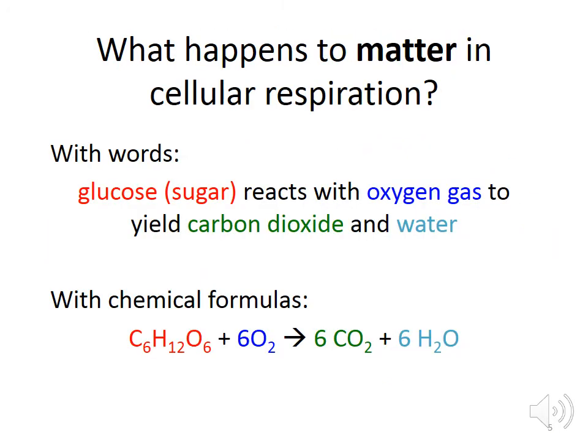So we now know what happens to matter in cellular respiration. Glucose reacts with oxygen gas to yield carbon dioxide and water. And here are the chemical formulas. Again, you can take this down in your notes if you want to have this handy to study with.